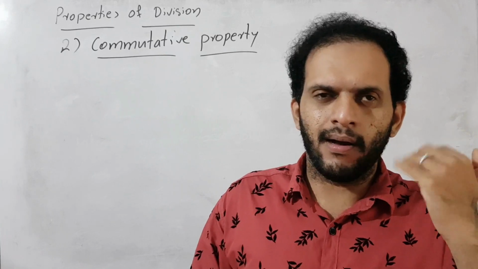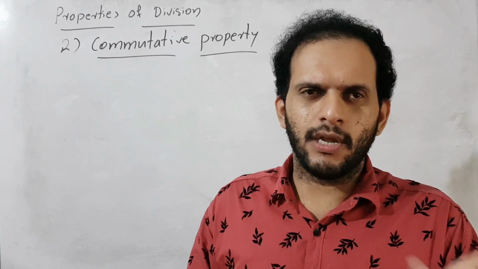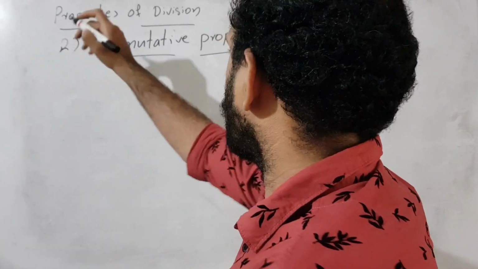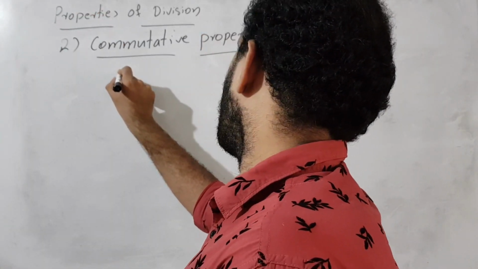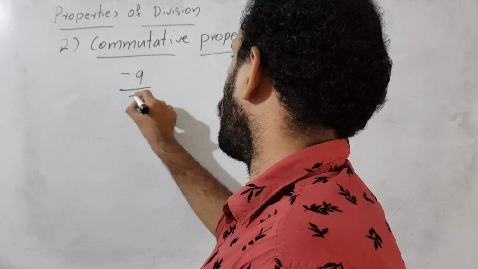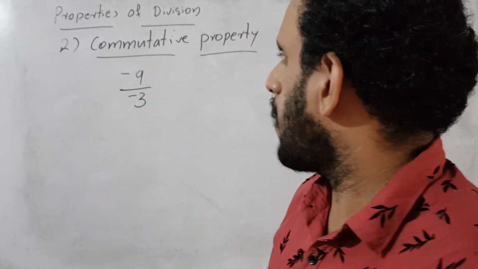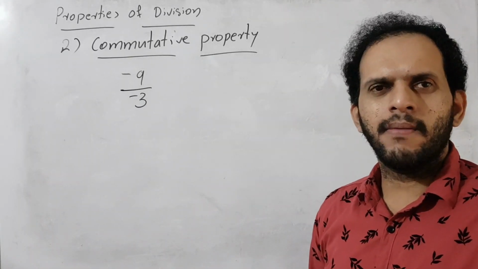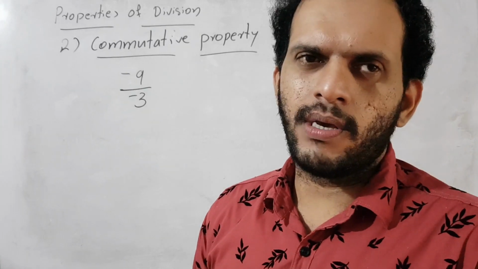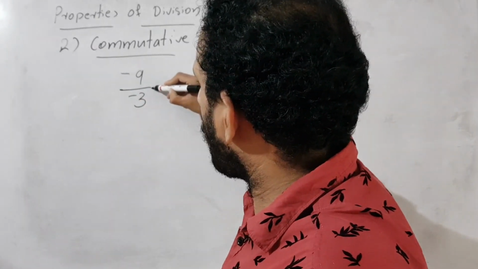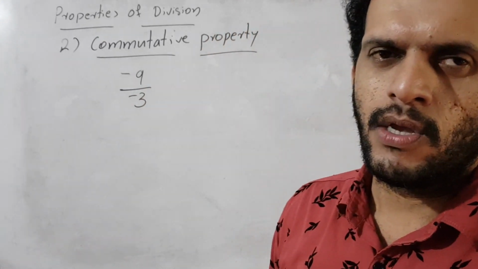Correct? There are so many examples in the case of multiplication, division and subtraction. Here also we are discussing the idea. Okay, I choose the numbers minus 9 by minus 3. So here I choose the integers minus 9 and minus 3, and the operation is division.